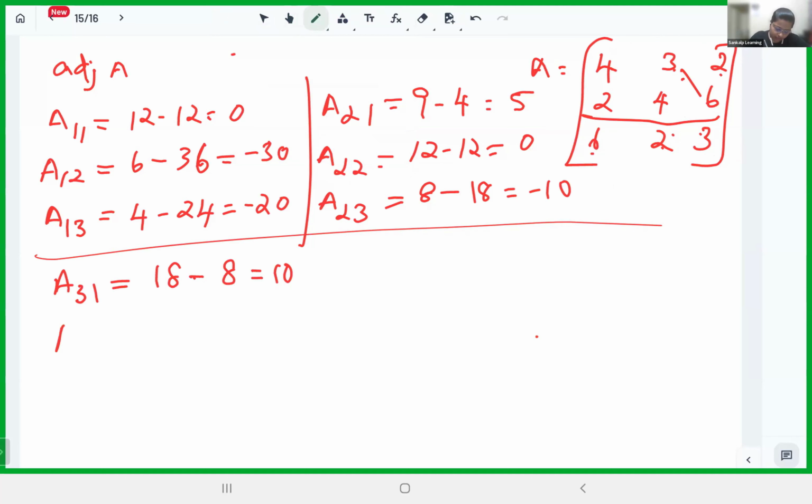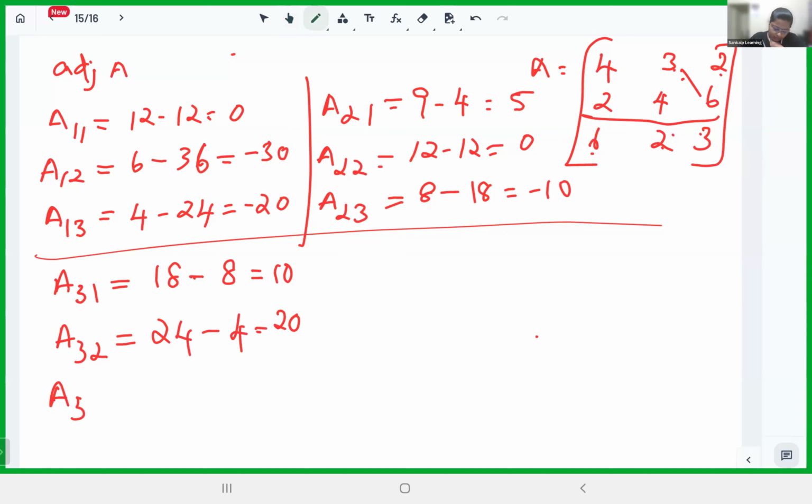All right, now A32. A32 is equal to, you have to delete the third row and the second column. So 4, 2, 2, 6 is remaining. So 4 into 6 is 24, minus 2 into 2 is 4. So that is equal to 20.